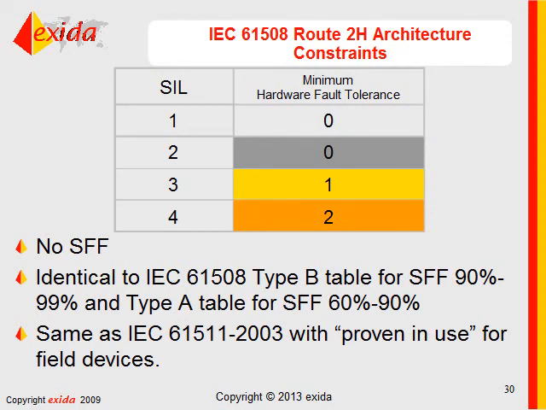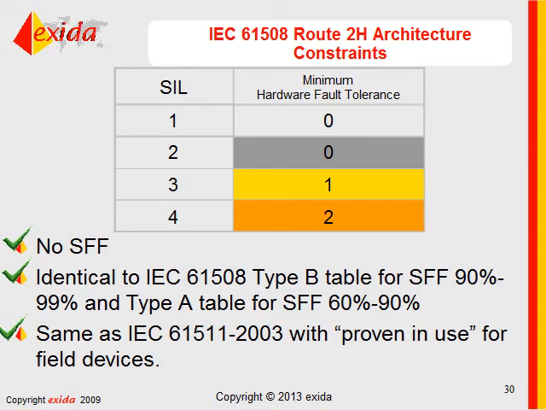If you extract, you can create a table showing the architecture requirements of Route 2H. Although there is no specific table in the standard, the requirements are in the language, in the words. But there are some things that are important. There is no safe failure fraction calculation. Like 61511, it's identical to Type B components with safe failure fraction of 90 to 99, and Type A with safe failure fraction of 60 to 90.